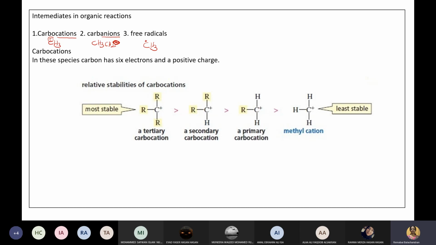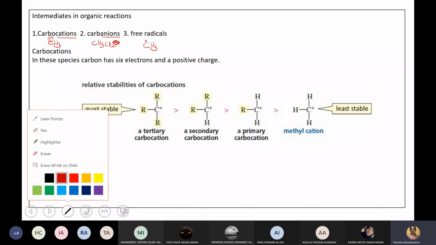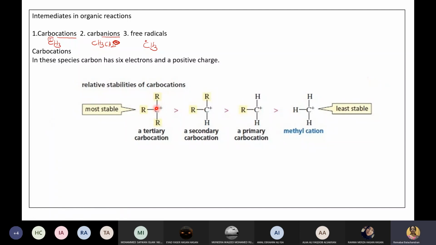Now, about carbocations. Carbocations are those species having, of course, positive charge. And how many electrons will be there? 6 electrons. Look at these examples. This first one has 2, 4, 6. Here it is 6, here it is 6. All of them have 6 electrons. Is it always 6?